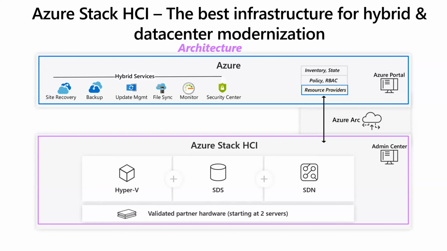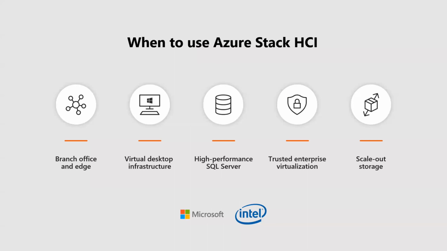You can also apply some of the Azure governance capabilities. For example, Azure Policy, RBAC, resource providers that all can be extended to Stack HCI. Okay, so where would you use those? I mentioned earlier, like branch location. So branch location definitely is one use case. Virtual desktop, high performance SQL server, trusted enterprise virtualization, scale out storage.